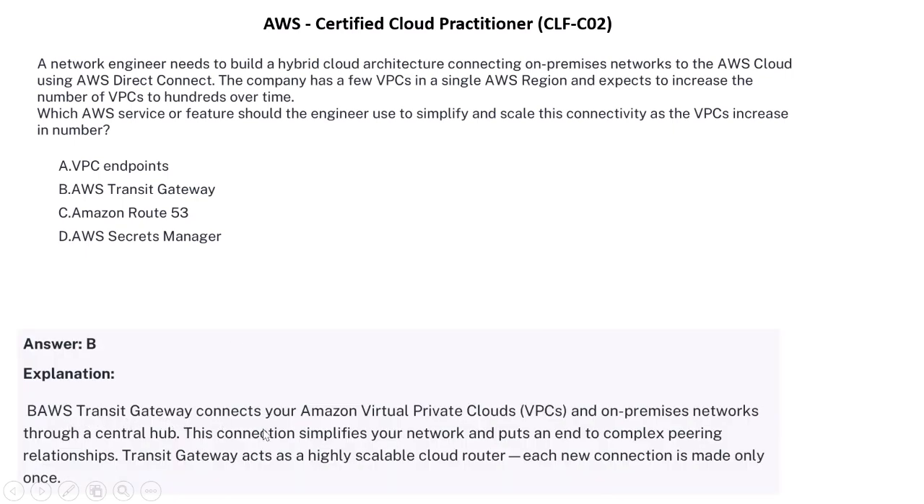AWS Transit Gateway connects your Amazon virtual private clouds and on-premises networks through a central hub. This connection simplifies your network and puts an end to complex peering relationships. Transit Gateway acts as a highly scalable cloud router. Each new connection is made only once.